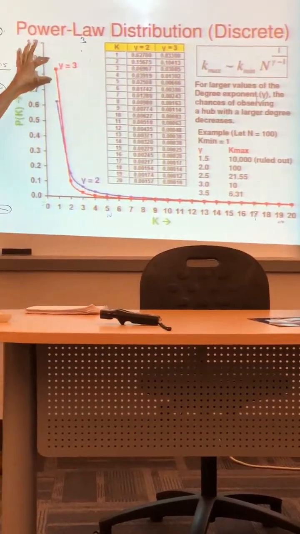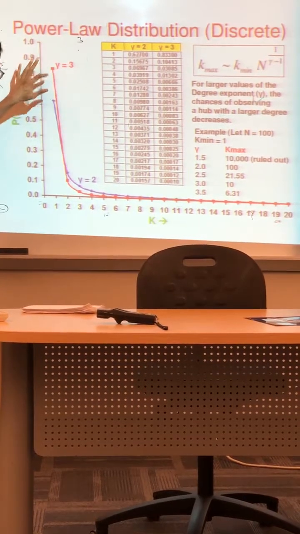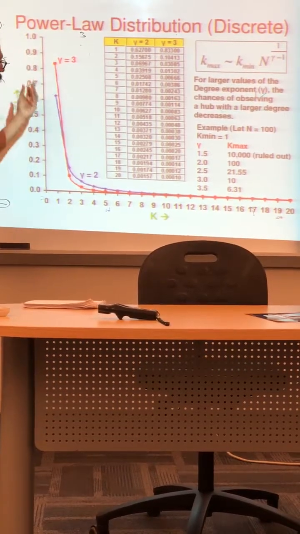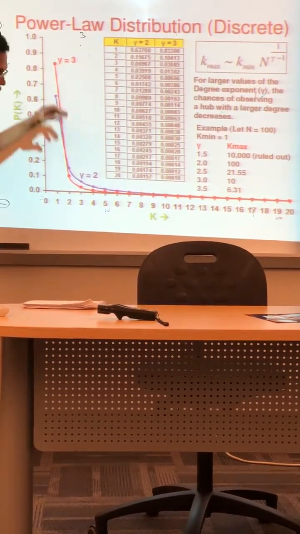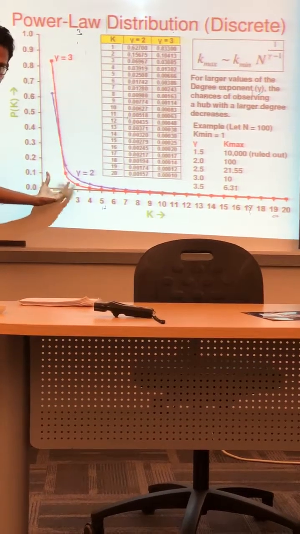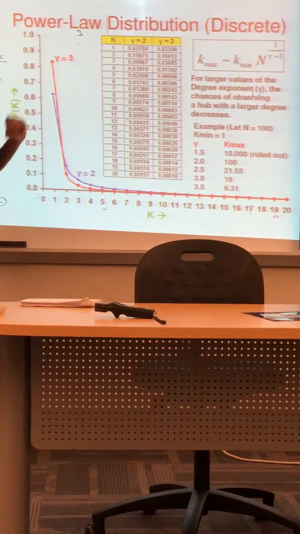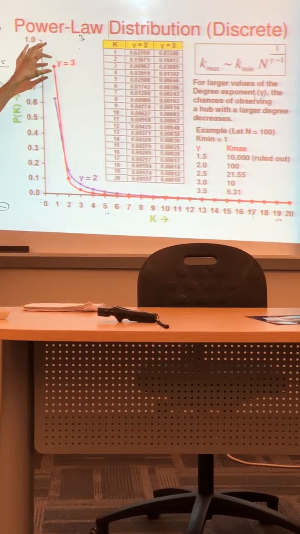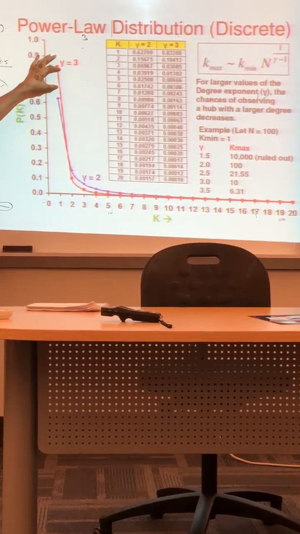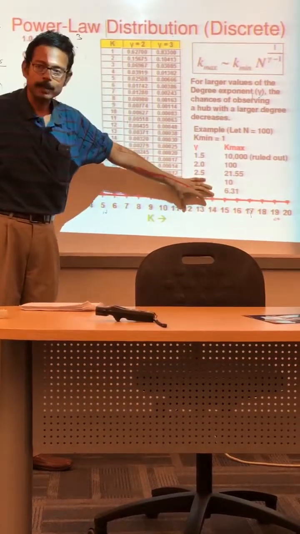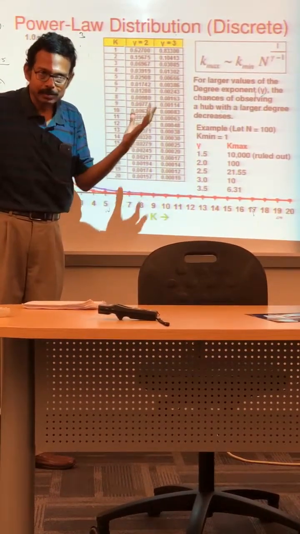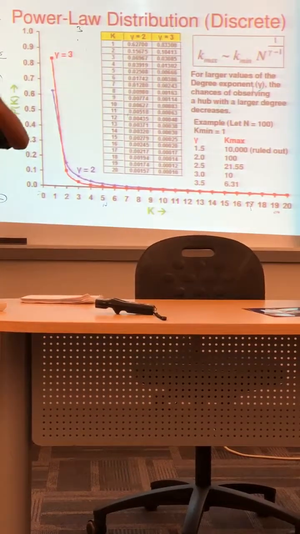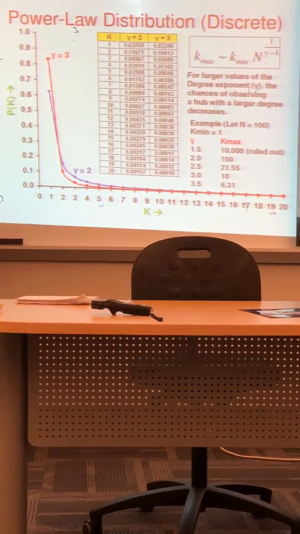Whereas here, gamma is 3 is the red line and gamma is 2 is the blue one. So if gamma is 3, there's a high probability for finding nodes with lower degree compared to gamma being 2. If you put both together, if gamma is 3, there's a high probability for finding nodes with a smaller degree and low probability for finding nodes with a larger degree. That means there's not much variation in the node degree. Most of the nodes are going to be on the lower side of the degree. There's a very low probability of finding nodes with a larger degree.